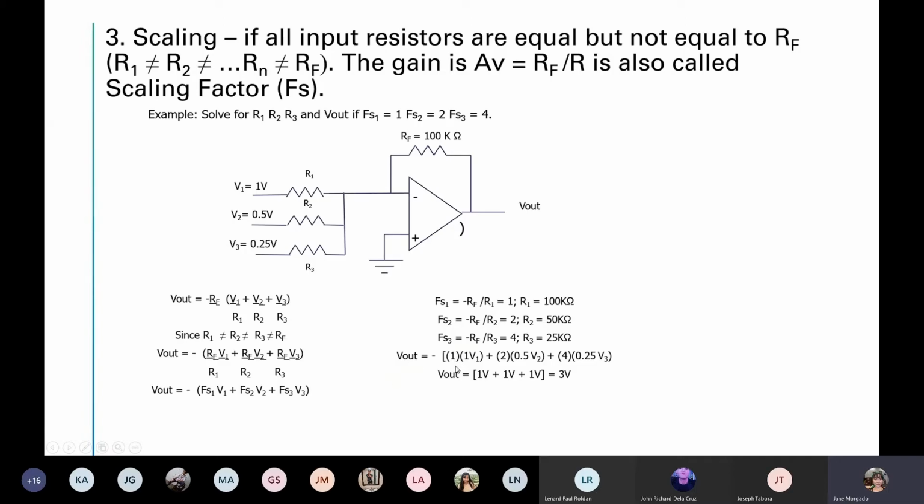Then, for V out, since known naman yung scaling factor or the gain, we just simply substitute the scaling factor here. Okay, 1 times the input, so 1 volt. 1 times 1 volt plus 2 times 0.5 volts plus 4 times 0.25 volts. So we have 1 plus 1 plus 1. So we have negative 3 volts.